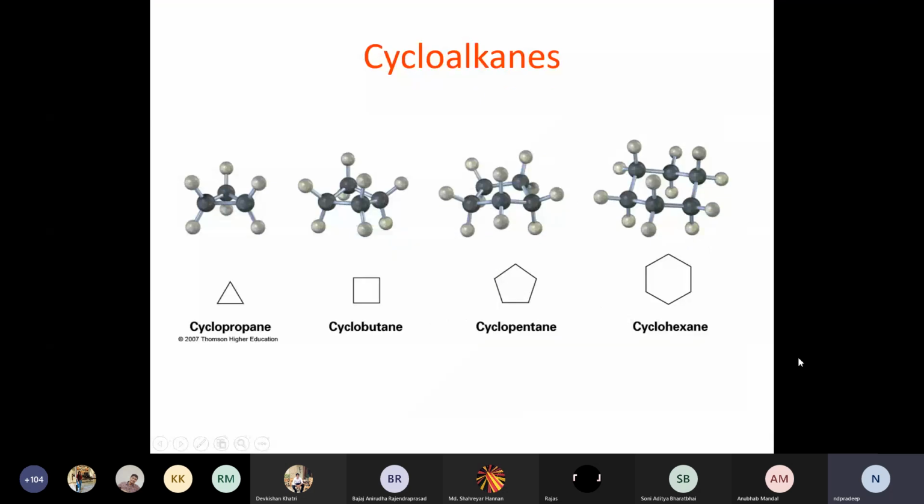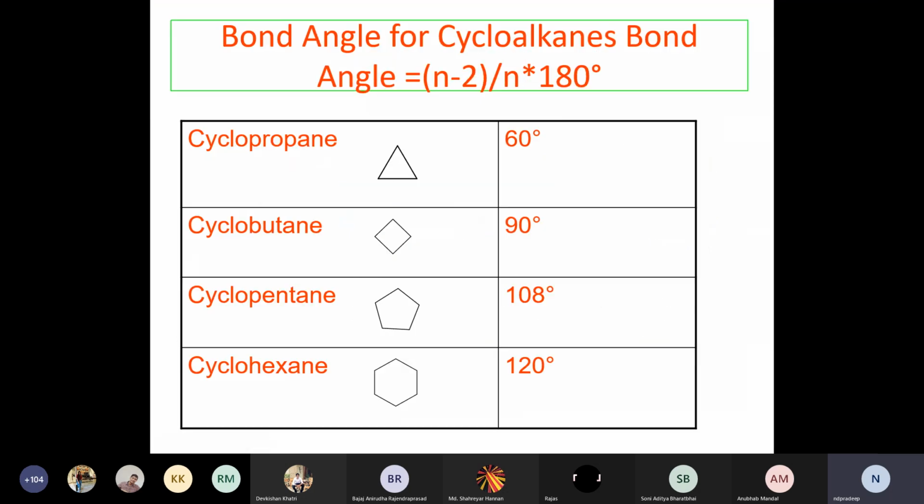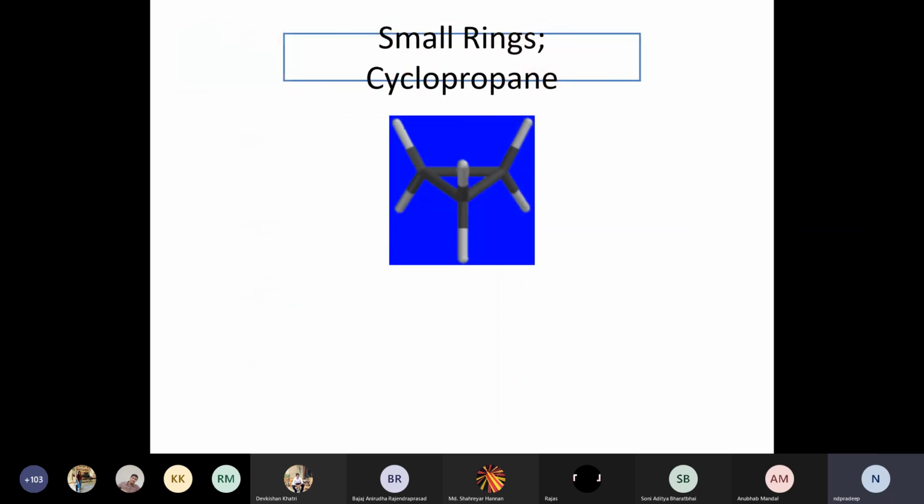Okay, fine. So cyclopropane. You remember these angles, right? No one is going to ask you, but still, (N-2) divided by N into 180 degrees. So how does cyclopropane exist in reality? Planar, sir. That's important. But how do they exist? They exist like a triangle. Sir, banana bonds. Very good.